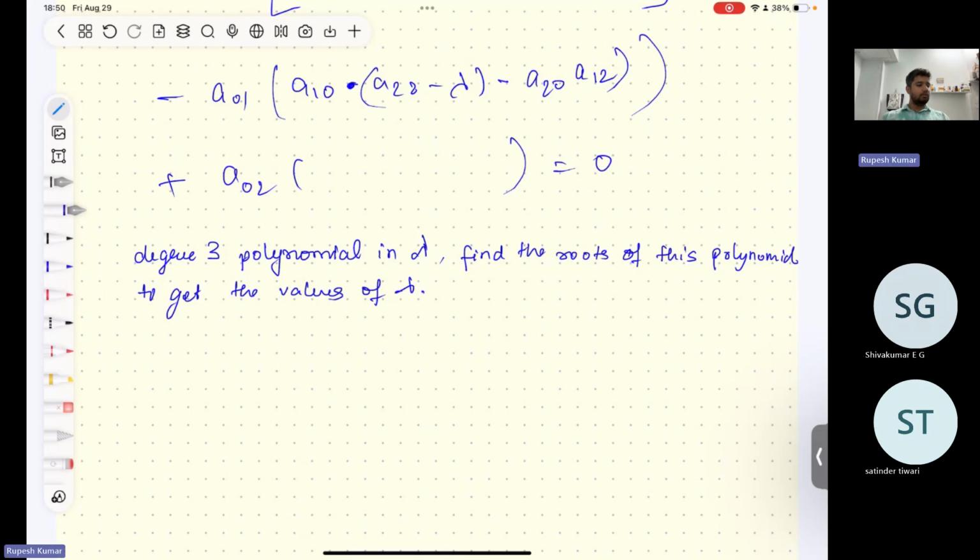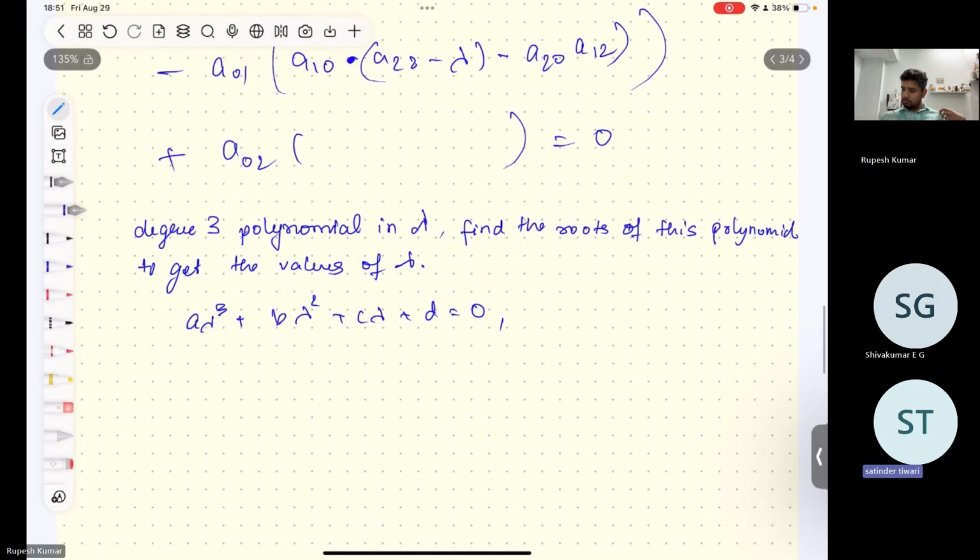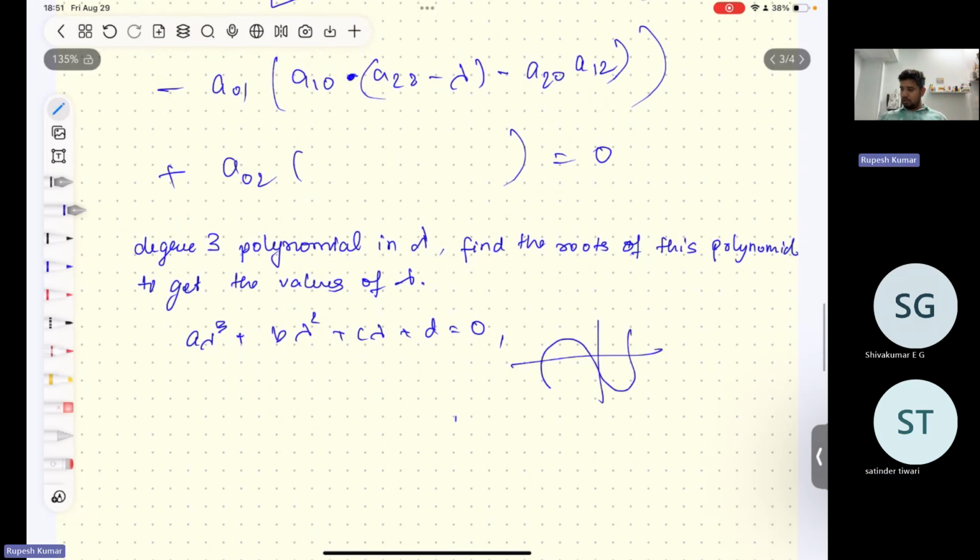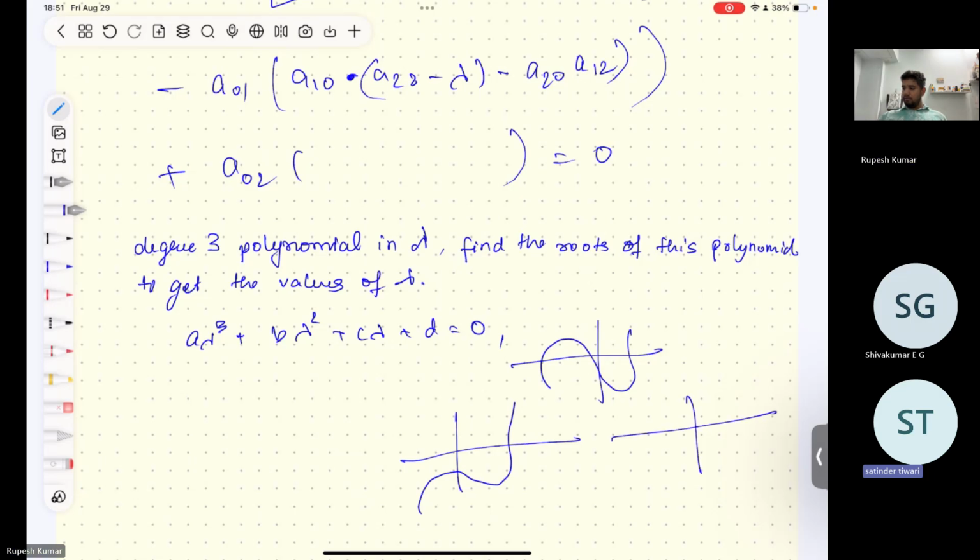Can we say anything? So let's say you have a degree 3 polynomial in lambda. Let's say you get a lambda cube plus b lambda square plus c lambda plus d equals 0. So can we say anything about the roots of this polynomial? All three roots will be real, or one real and two imaginary. Those are the cases, I think.